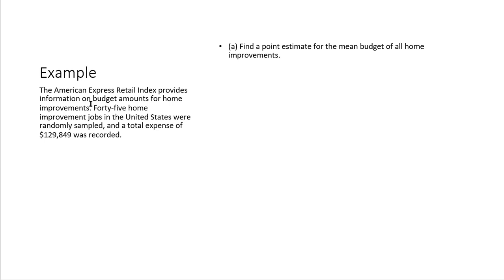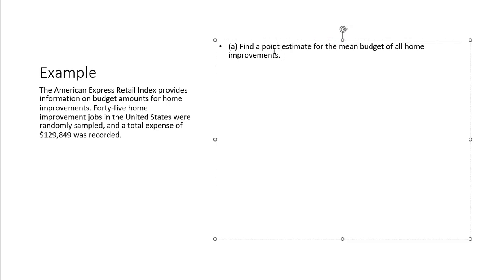So the first part asks: find a point estimate for the mean budget of all home improvement jobs. Point estimate is something we studied. We should know what the definition of a point estimate is, and that's pretty much all there is to this question, is knowing this definition.